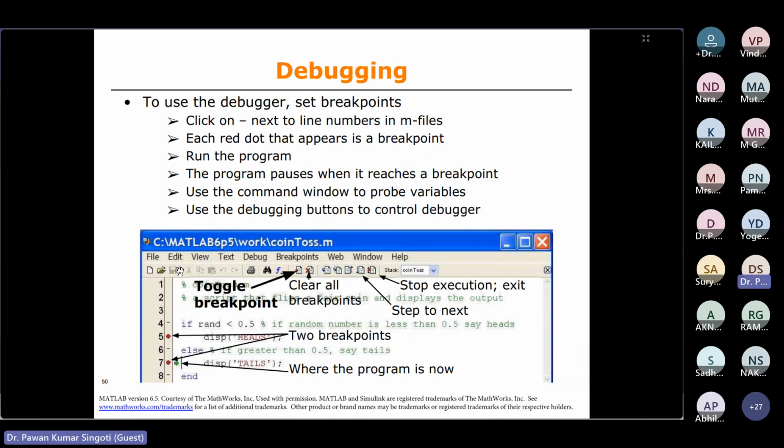Each red dot that appears is a breakpoint. These are the breakpoints. And run the program. The program pauses when it reaches a breakpoint. Every time it reaches a breakpoint, it will be paused. Use the command window to check variables. Use the debugging buttons to control the debugger.